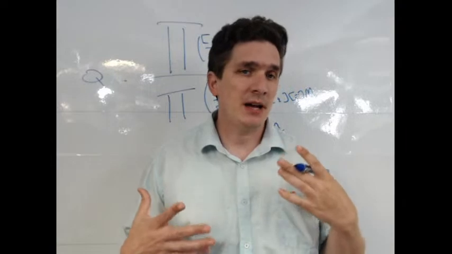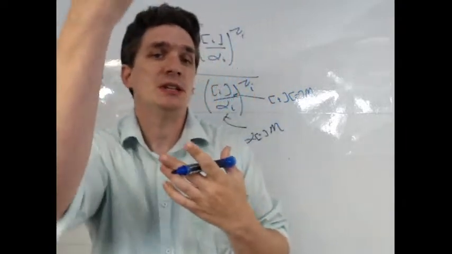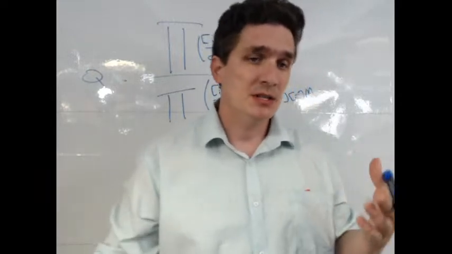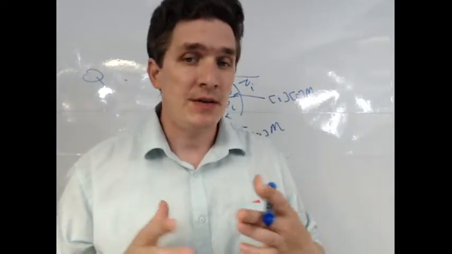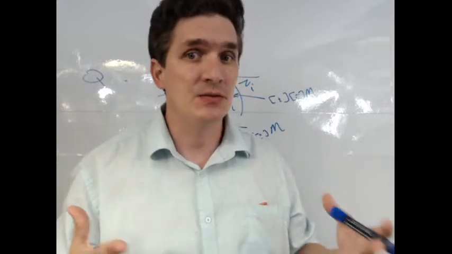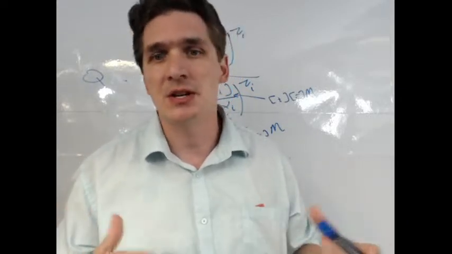Now, because of how we define the activities, we rarely if ever see the activities in the expressions for Q. But this is basically why they end up having no units: the molarities are canceled out by the activities, which are found in the expressions for K and Q.